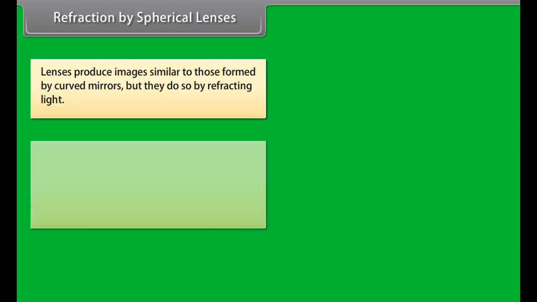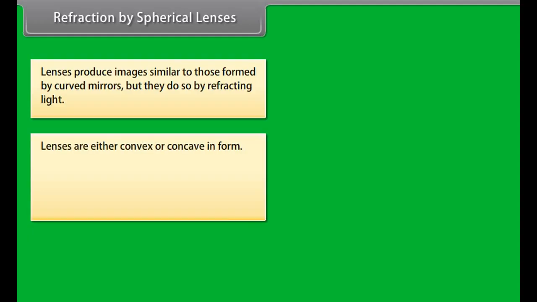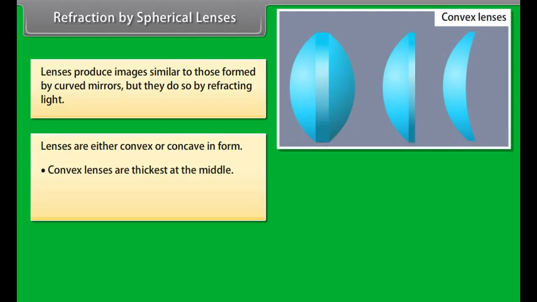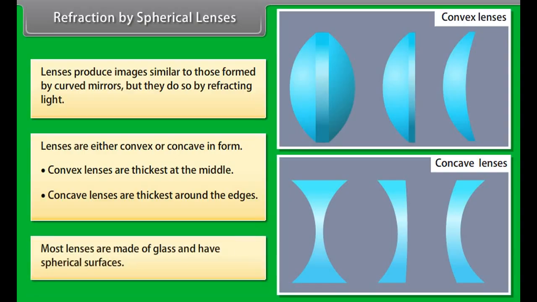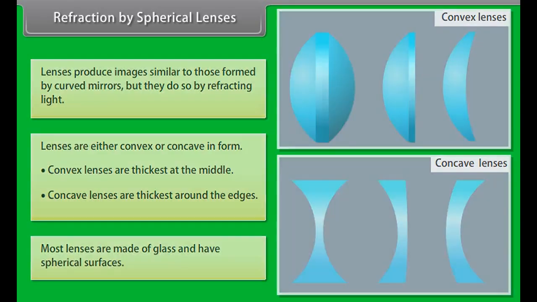Refraction by spherical lenses. Lenses produce images similar to those formed by curved mirrors, but they do so by refracting light. Lenses are either convex or concave in form. Convex lenses are thickest at the middle. Concave lenses are thickest around the edges. Most lenses are made of glass and have spherical surfaces.